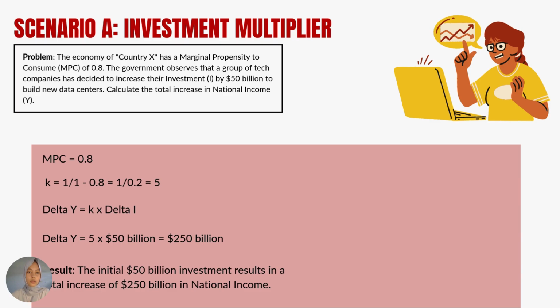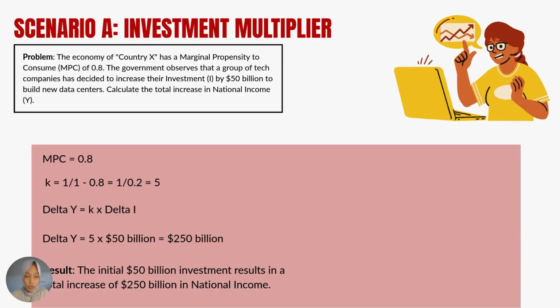Okay, now I'm going to explain scenario A first, which is the investment multiplier. The problem here: the economy of country X has a marginal propensity to consume, MPC, of 0.8. The government observes that a group of tech companies has decided to increase their investment by $50 billion to build new data centers. Calculate the total increase in national income, or Y.